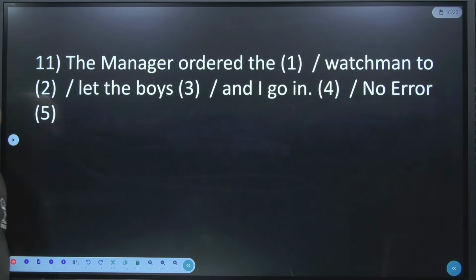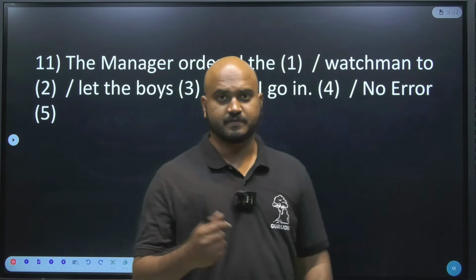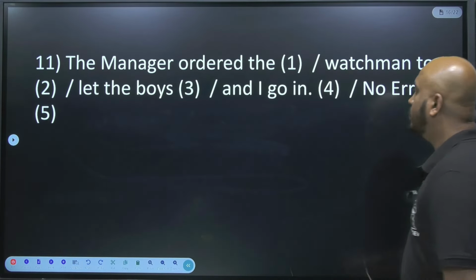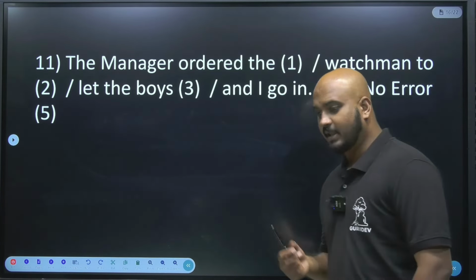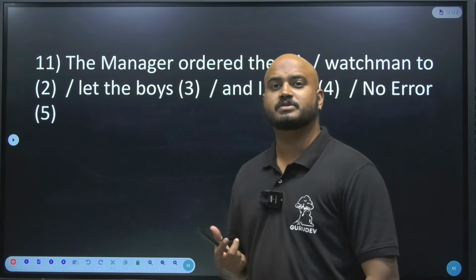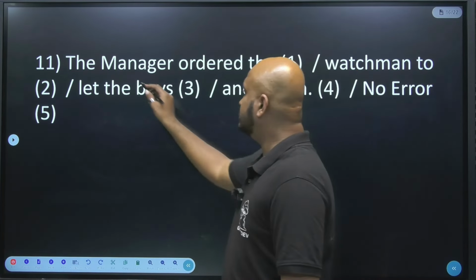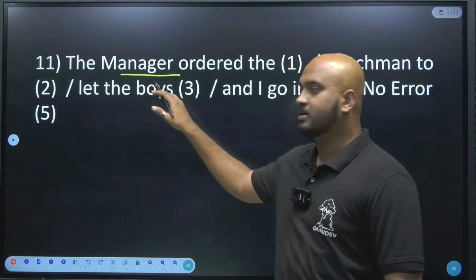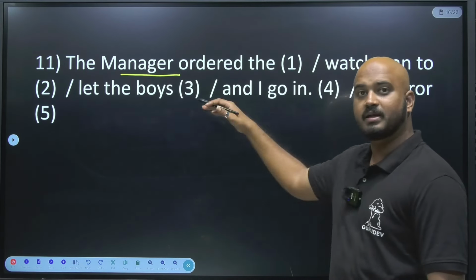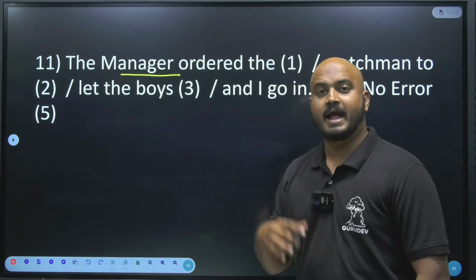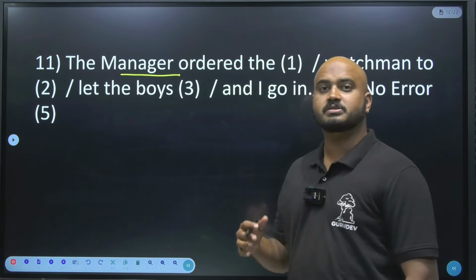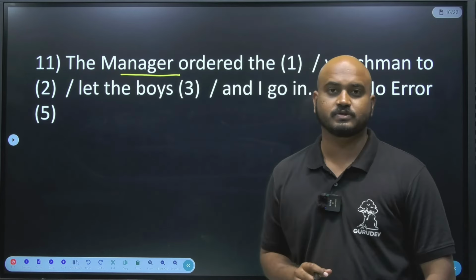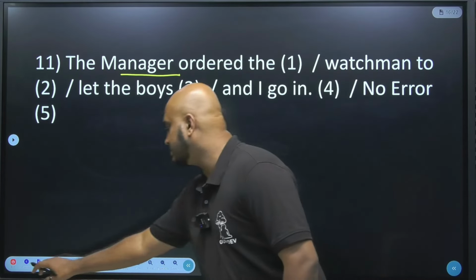All right, time's up, everybody. Let's see what is the answer for this. The manager ordered the watchman to let the boys and I go in. If you observe here, the main subject, the meaning of subject is doer of the action, is manager. So if manager is the subject, the boys and I are clearly the ones receiving the action, and receiver of the action is termed as object. And if any particular pronoun is in the place of object, the pronoun you have to use is objective pronoun. Just in this case, I've explained.